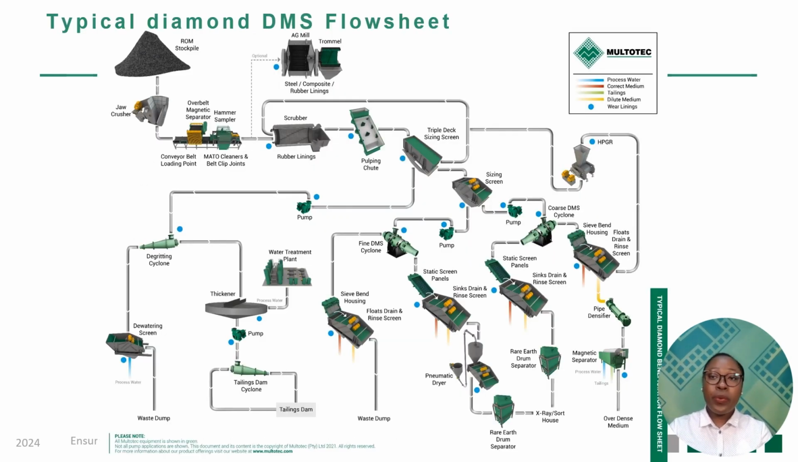One of the most popular usages of dense medium cyclone in the diamond industry is the pre-concentration, as we already discussed on the previous slides. Now, this typical diamond flow sheet is to illustrate that the dense medium cyclone sits within a process and therefore is affected by various factors within that process. As you can see, the dense medium cyclone on the typical diamond flow sheet.